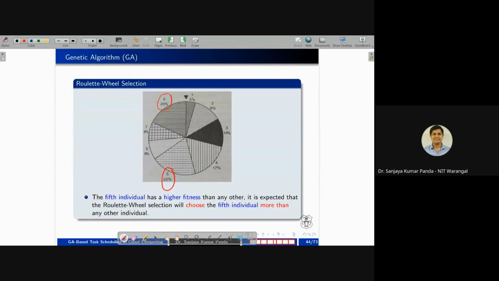So when we spin or rotate this particular wheel, there is a high chance that either population 8 or population 5 is going to come, right? If more area is covered, there is a high chance. Like in a lottery, let's say 100 tickets are there, and out of 100 tickets, let's say 2 people have 60 tickets. So the probability of selection is quite more in comparison to others, right?